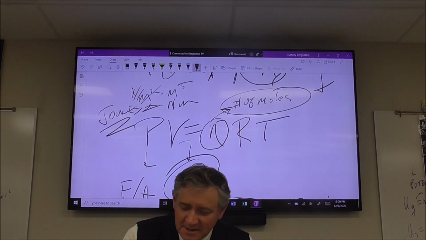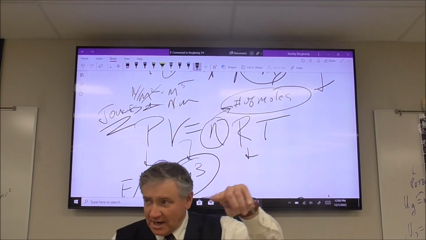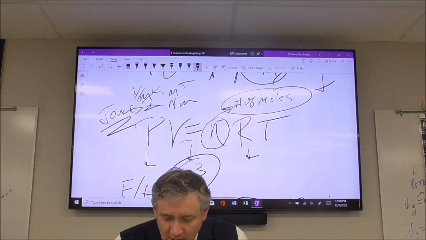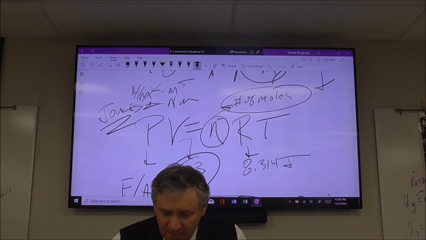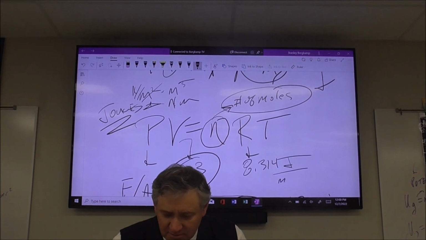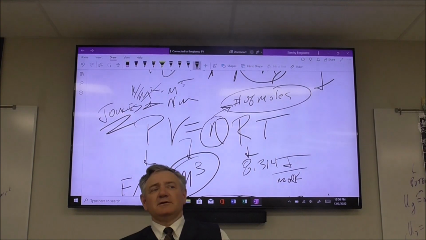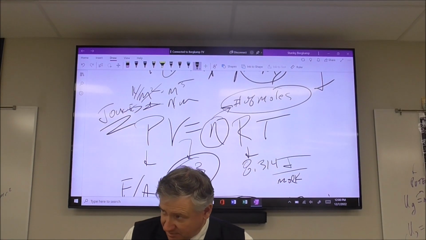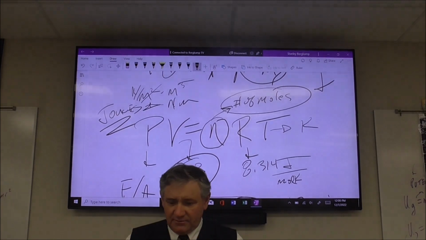R. Now, R is this value on the front. That's your ideal gas law constant. And it's 8.314. And we'll talk about the units here in just a second. That's joules per mole Kelvin. Okay? Kelvin is going to be the temperature scale that we're going to use. And then this temperature has to be in Kelvin.